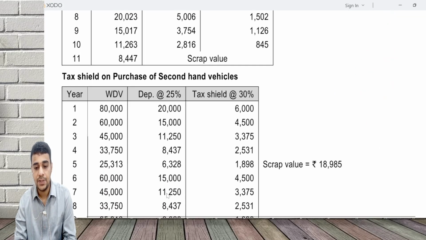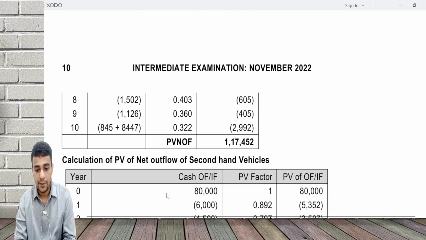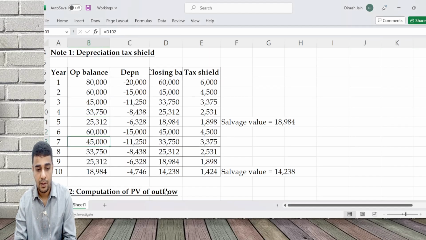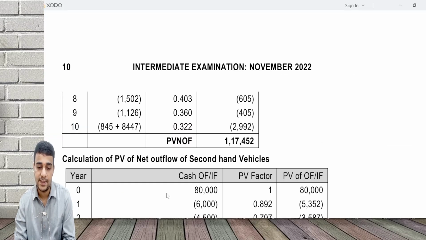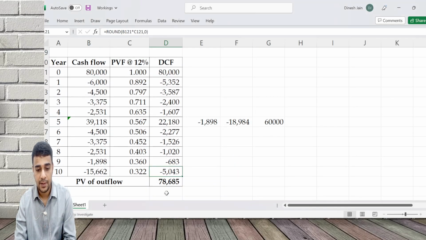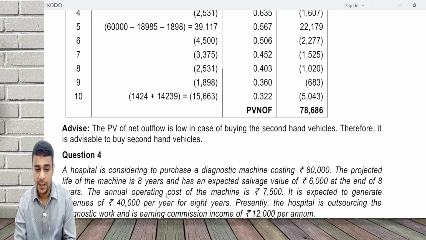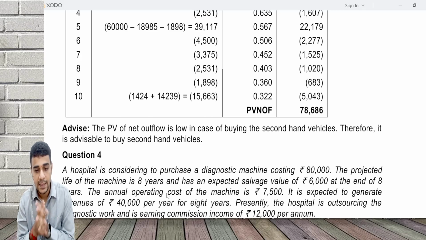The depreciation tax shield is computed. You will see here, for the first machine we got 117,450. The ICAI solution is 117,452, a small difference, that's okay, that's rounding off. Second machine, 78,685. They've got 78,686. So net, I'll go ahead with buying the second hand vehicle because that is better.